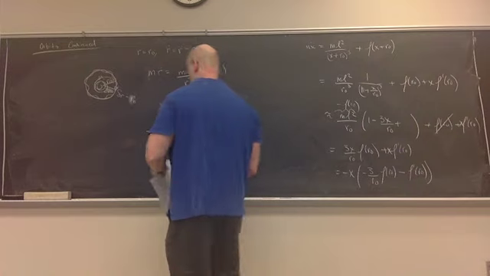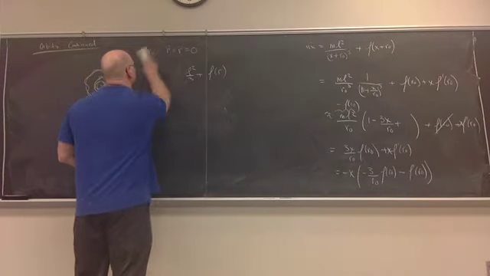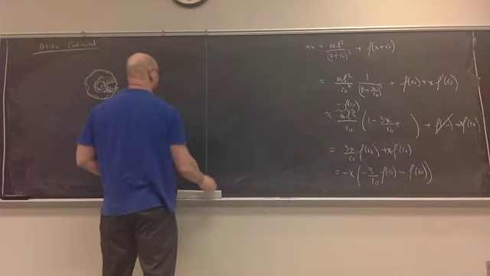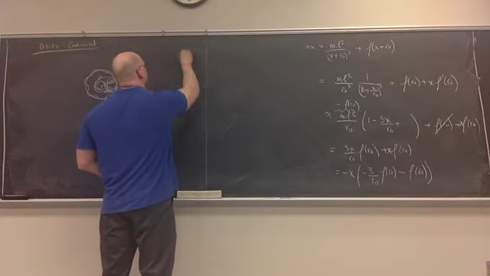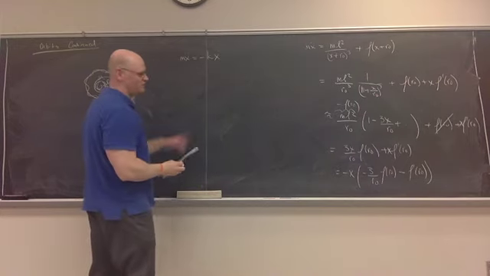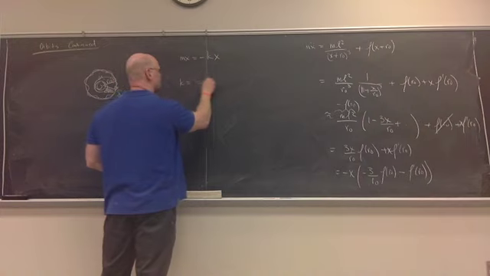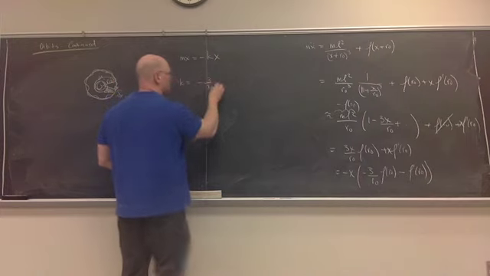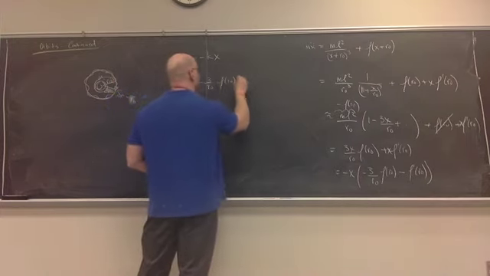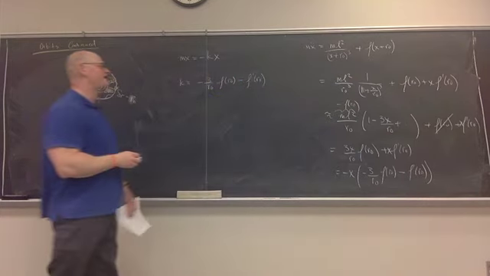So ultimately, what this means then is, let me plug this into here, is that we have m x double dot is equal to minus k times x, where if I identify here with here, what this means then is that k is equal to negative 3 over r0 times f of r0 minus f prime of r0. This is my k value.